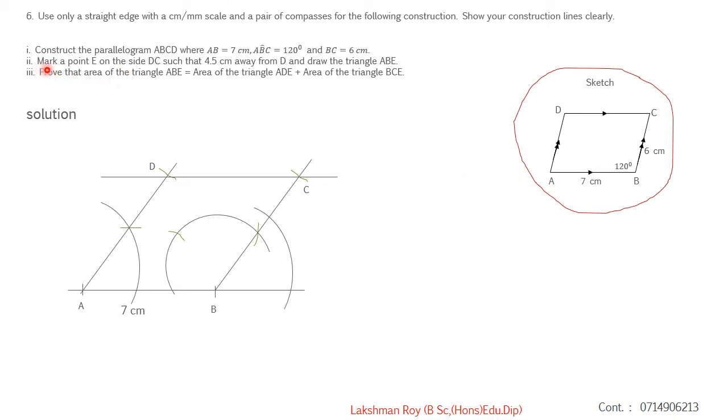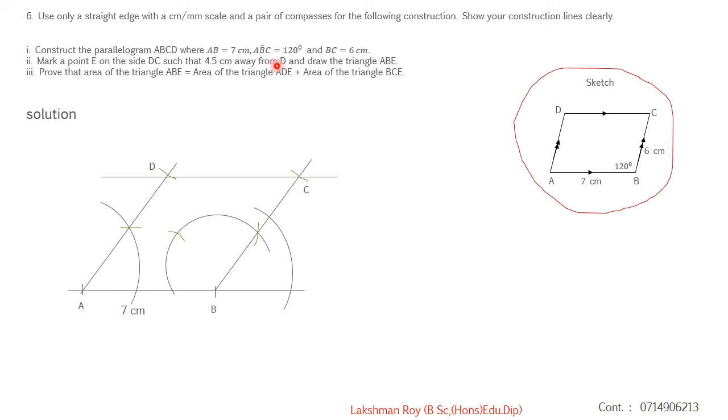Now Roman number 2: mark point E on the side DC, such that it is 4.5 centimeter away from D. So you can see mark D point, mark E point. Where is the point E? That is on DC, but it is 4.5 centimeter away from D.